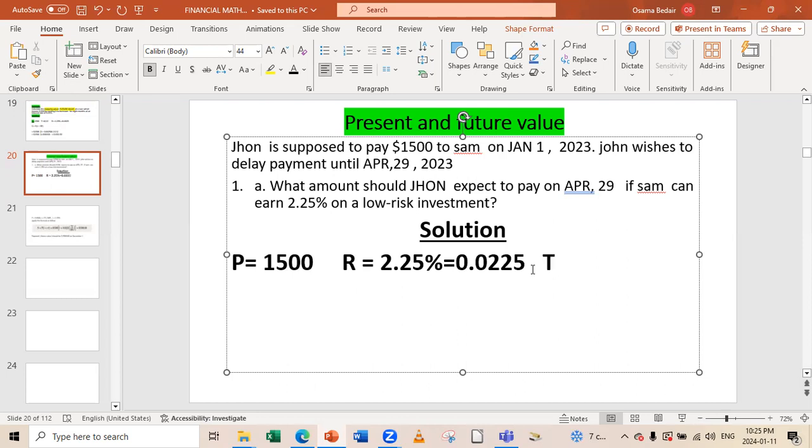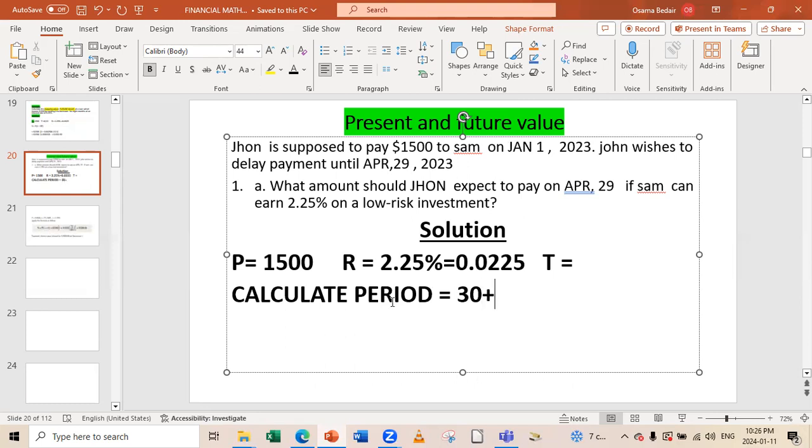Third is the time. The time here is the time between Jan 1 and April 29. So I have to calculate the time first. To calculate the duration, or the period, January usually has 31 days. One day is gone, so there are still only 30 days in January.